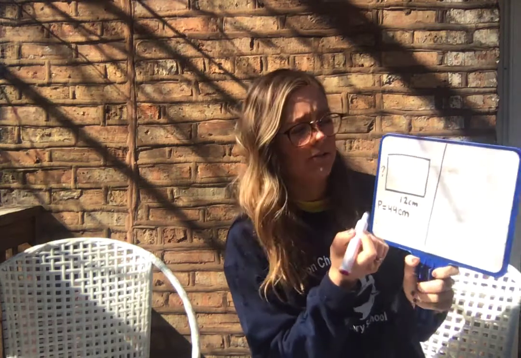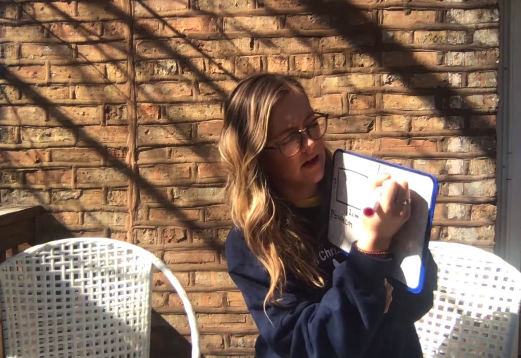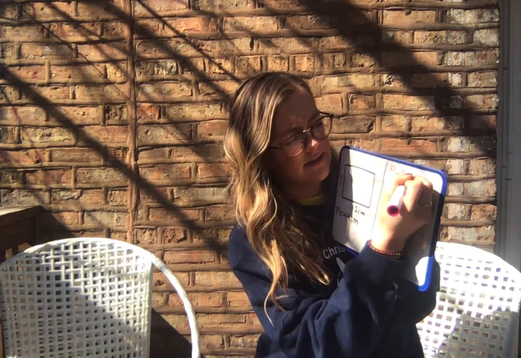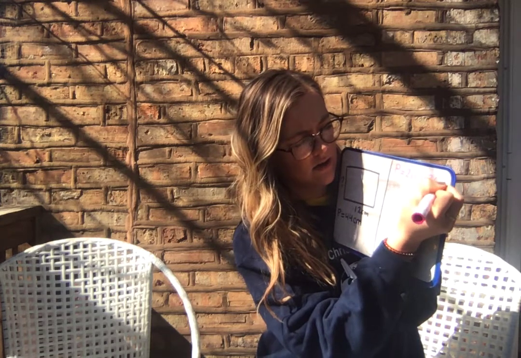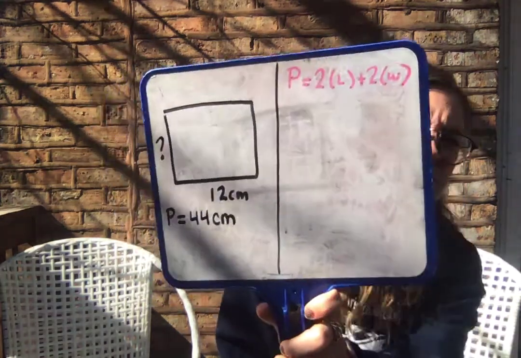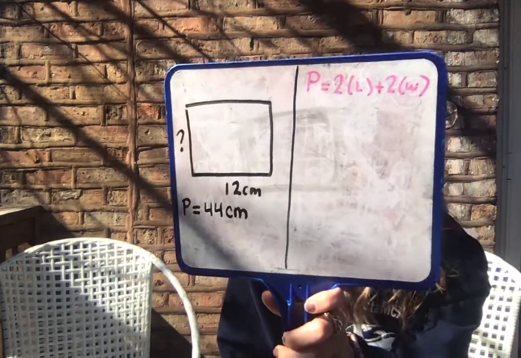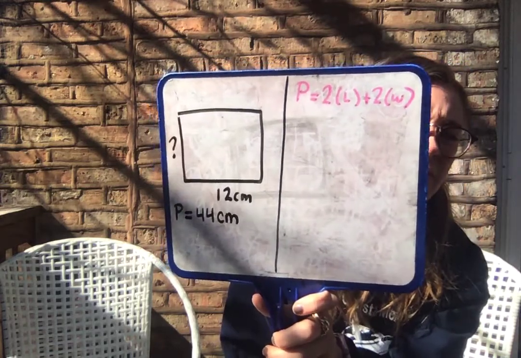The first thing I'm going to do is, I was given the perimeter, so I'm going to write the perimeter equation. Perimeter equals 2 times length plus 2 times the width. So I wrote that there. Perimeter equals 2 times the length plus 2 times the width.